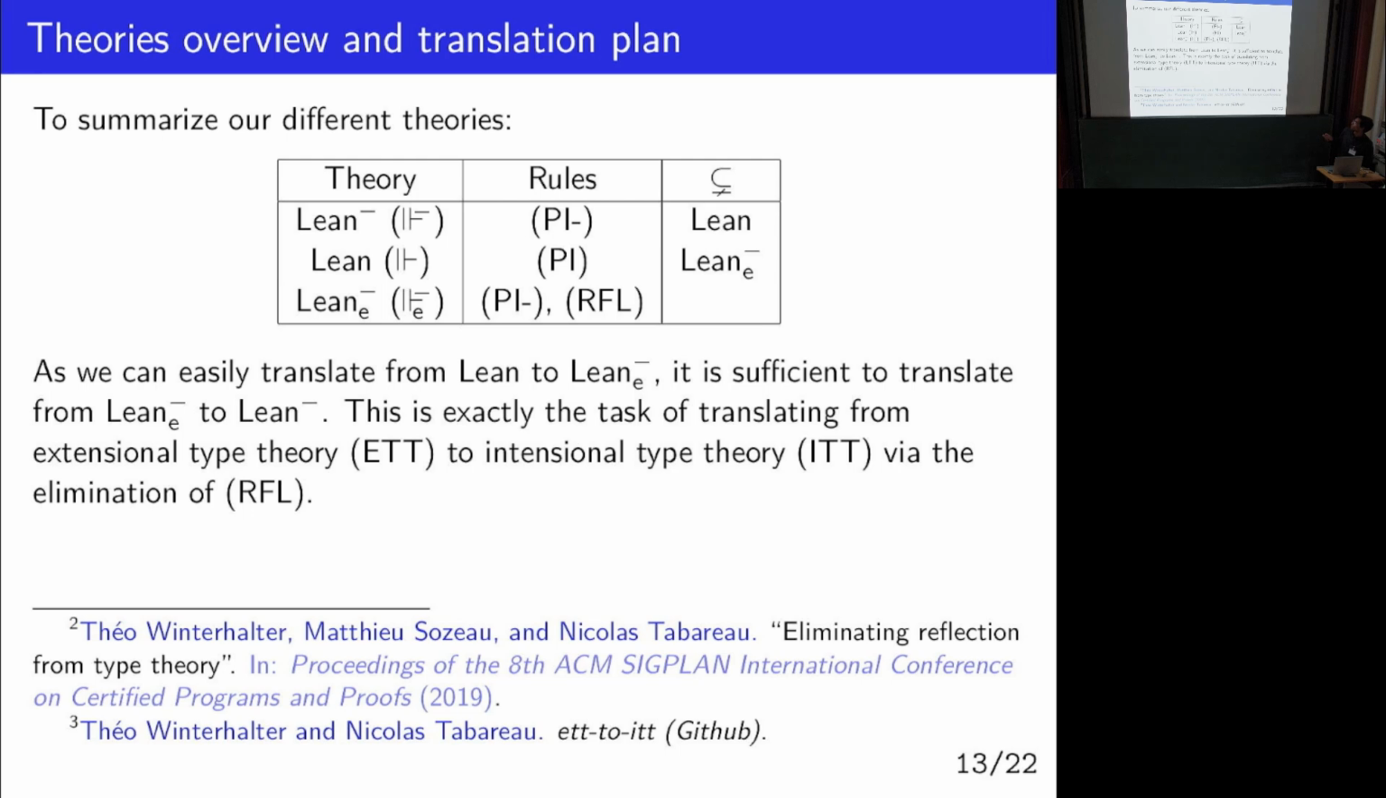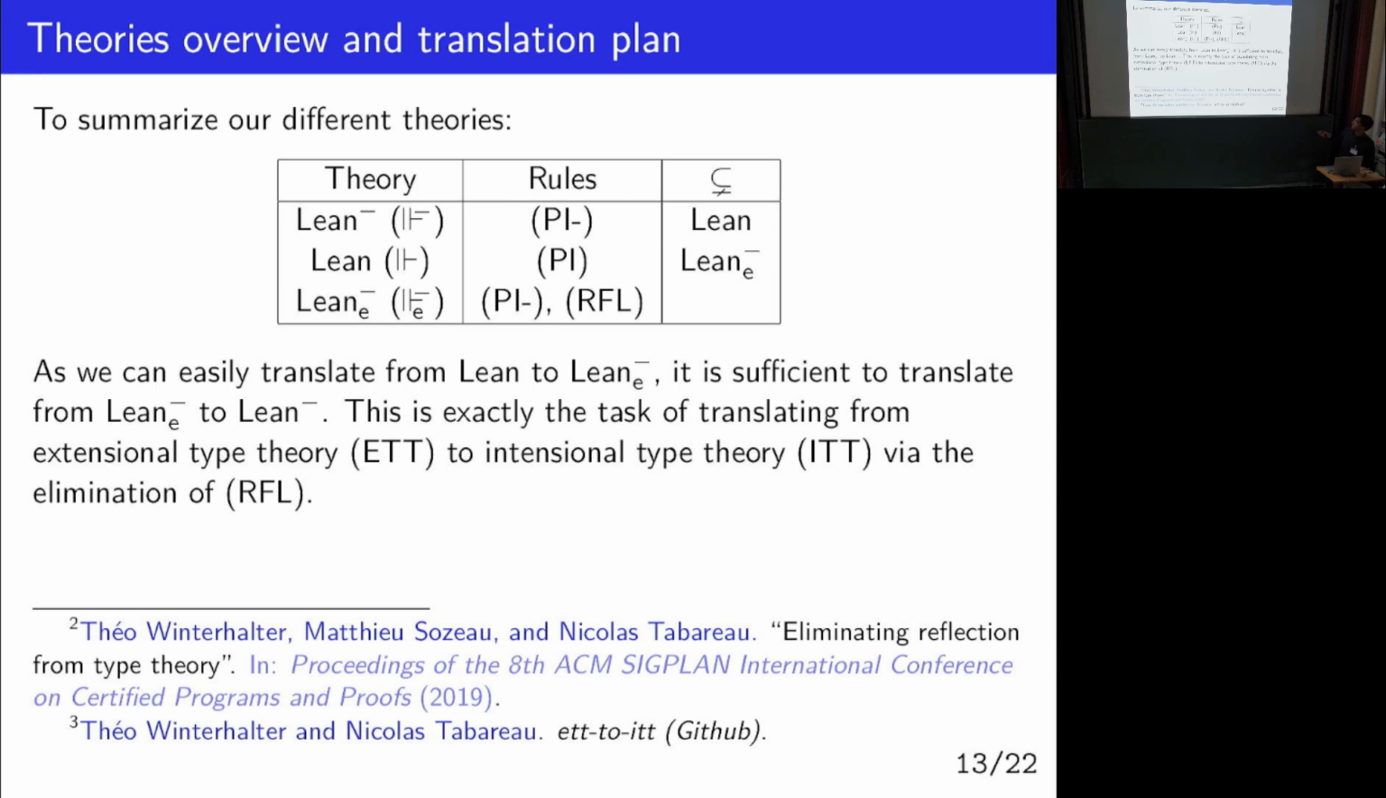Yeah, so to summarize all our theories, we have Lean minus with proof relevance, but not as an axiom, not as a rule, and then Lean with the proper proof relevance definitional equality rule, and then Lean minus E with proof relevance as an axiom, and the reflection rule of extensional type theory. So you can see that we can easily translate from Lean to Lean minus extensional. So in order to go to Lean minus now, it's sufficient to translate from Lean minus extensional to Lean minus.